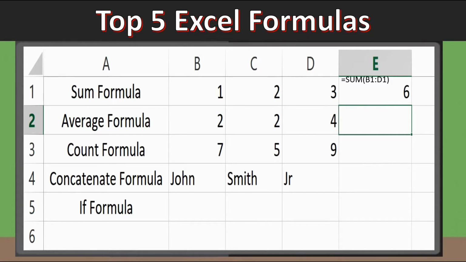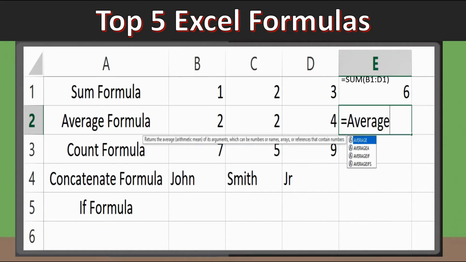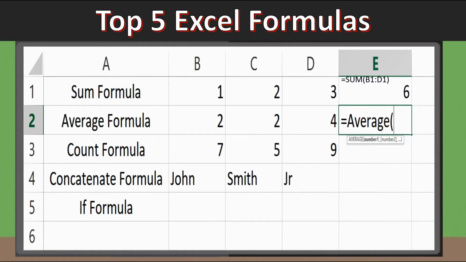Now let's move on to the average formula. In order to do the average formula, always start off with the equal symbol. Once you have that, then you type in average. You can either do capital A or lowercase a, it doesn't matter. Then you enter your open parentheses, and then like before, you left click on your mouse and drag all the way over and select all your data points, and then click on your close parentheses.